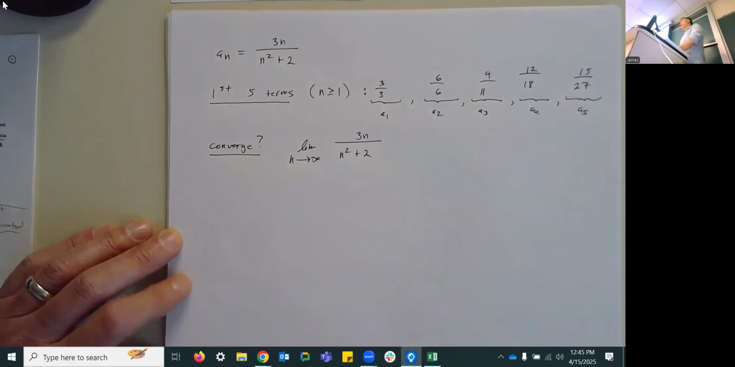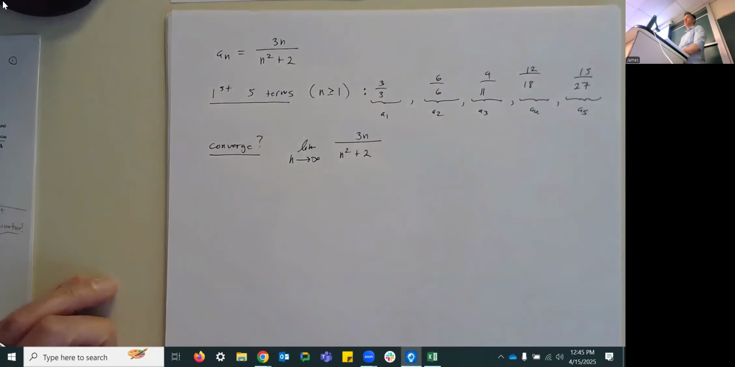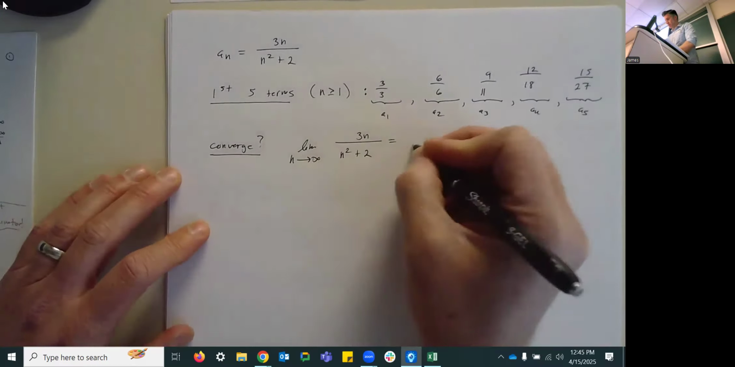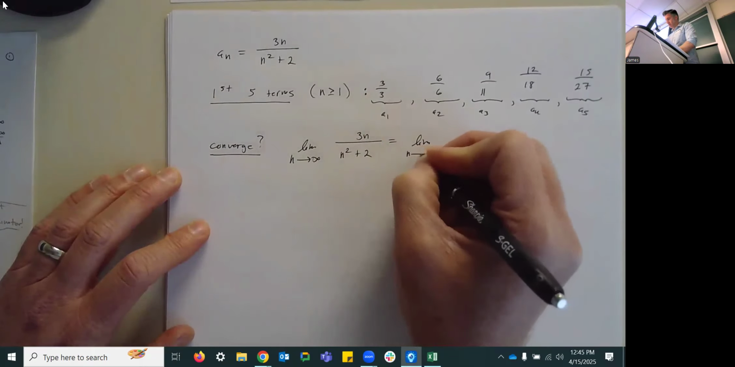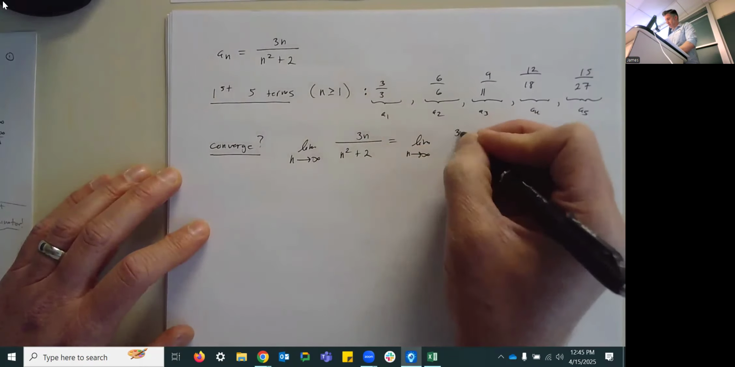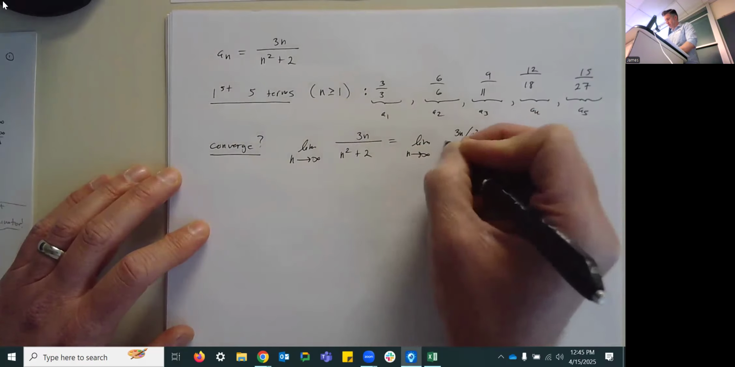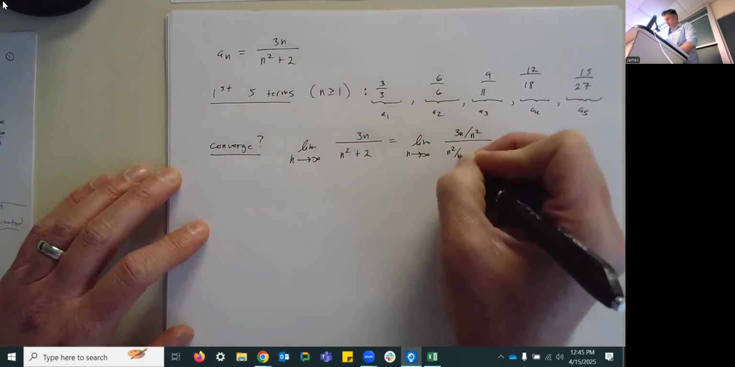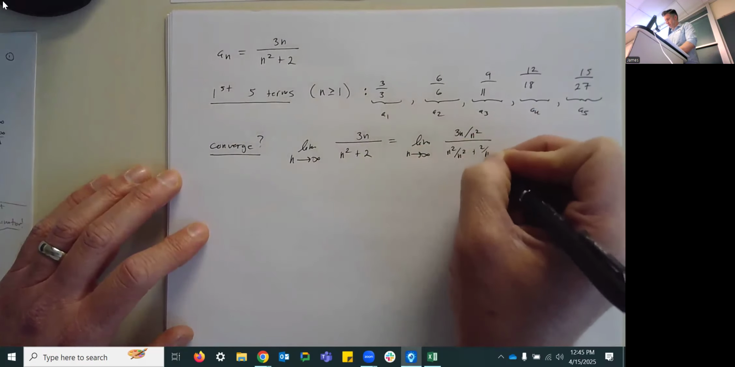And then what are we going to divide each term by? What power of n? N to the first or n to the second? Right, it's always the biggest power in the denominator. In this case, n to the second. So let's see what happens. The limit as n goes to infinity of 3n divided by n squared, divided by n squared, divided by n squared, plus 2 divided by n squared.